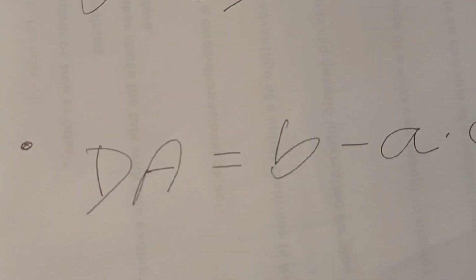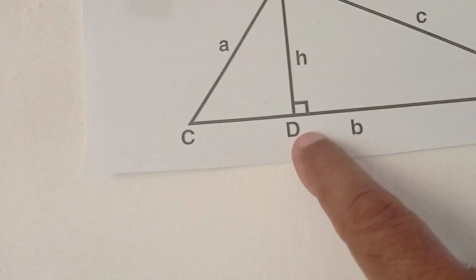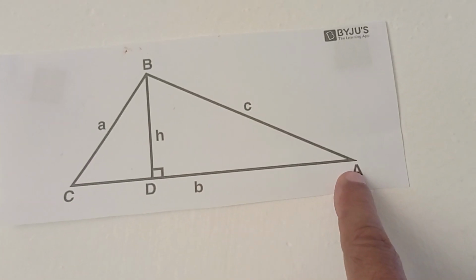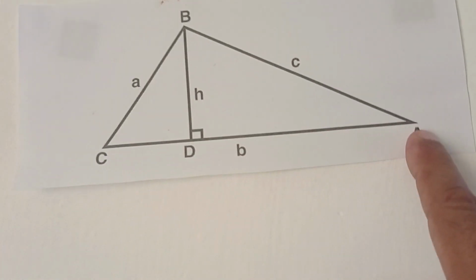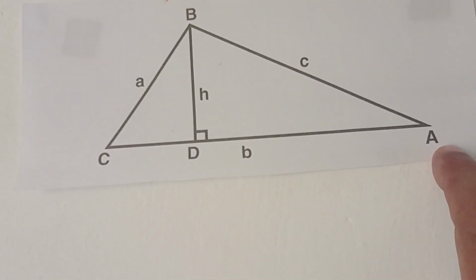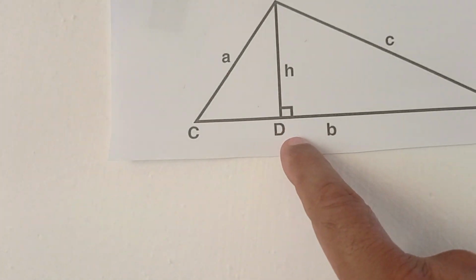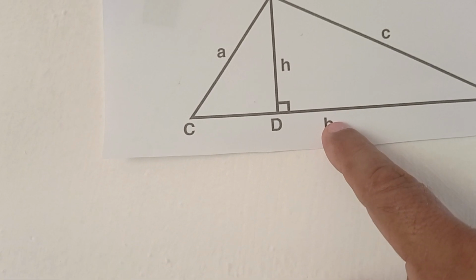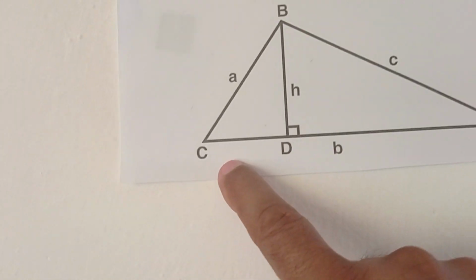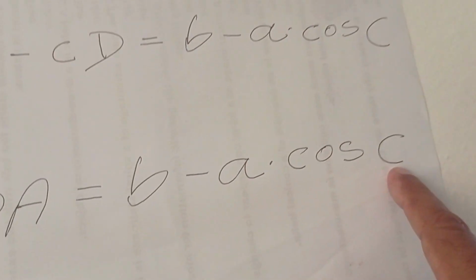Let's get now to the other side. DA equals b minus CD, and CD is a multiplied by cosine of C, so DA equals b minus a multiplied by cosine of C.